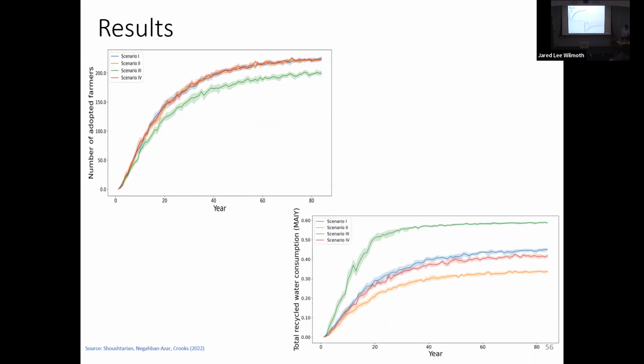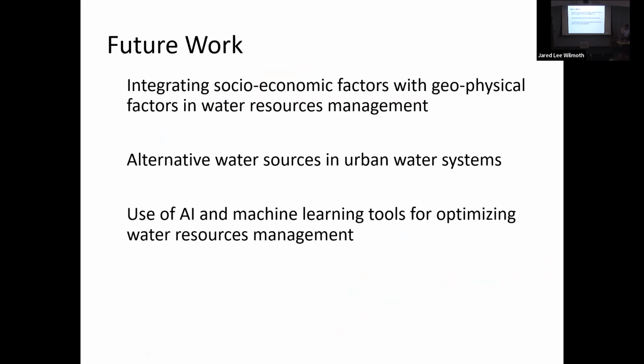Also, in terms of total recycled water consumption over the years, in the next 80 years, under different scenarios. That's what you can get from this ABM combined with the hydrologic modeling framework, that you are able to look into socio-demographic factors and their impact on water resources management. So these were some of the examples of the projects that we have done in our lab.